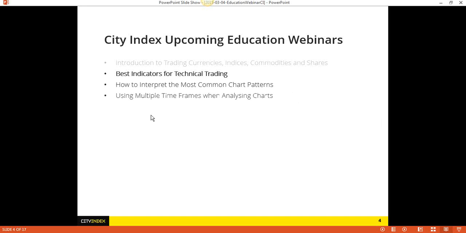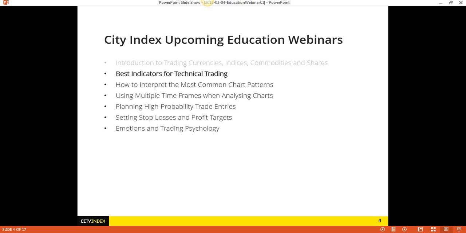These different chart patterns. And then we're going to be talking about using multiple time frames when analyzing charts, and I do that very, very often. It just makes a lot of sense. And then we're going to be talking about planning high probability trade entries. Okay, so that's going to be a very good one. And then we're going to be talking about exits in terms of setting stop losses and profit targets.